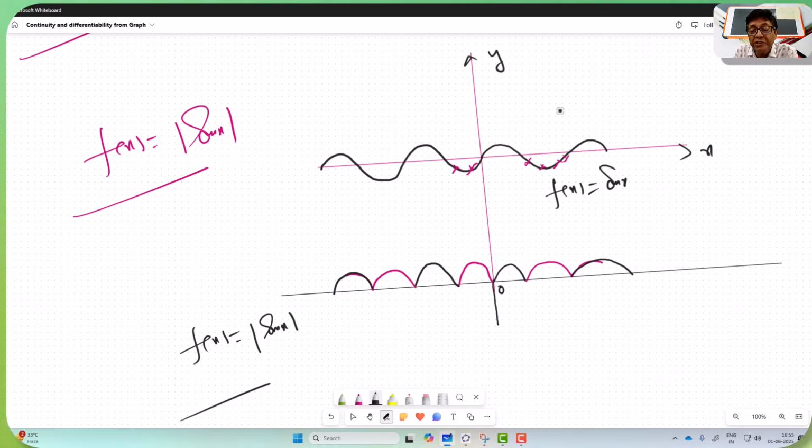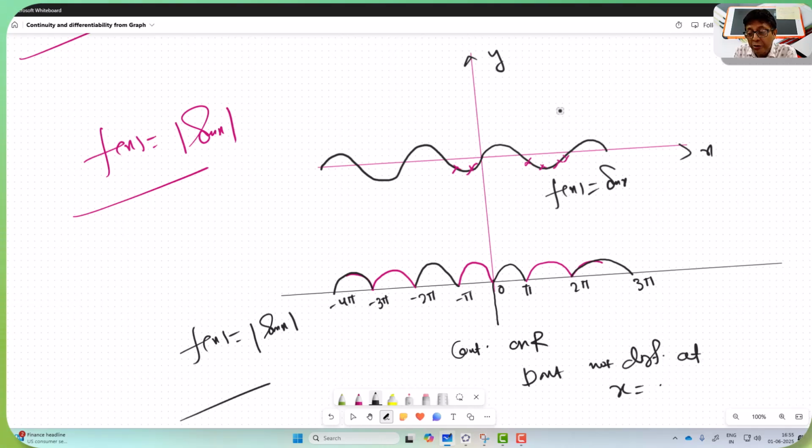This function is continuous everywhere on the normal line. Minus 2 pi, minus 3 pi, minus 4 pi. So it is continuous on R, but not differentiable at x equal to 0, plus minus pi, plus minus 2 pi, plus minus 3 pi and so on.